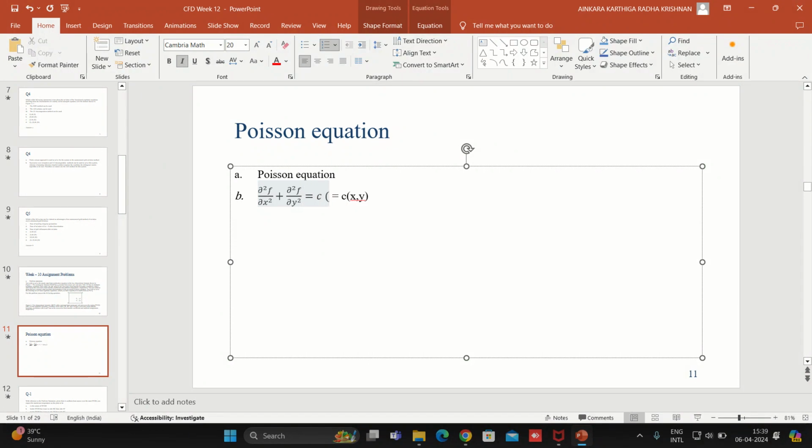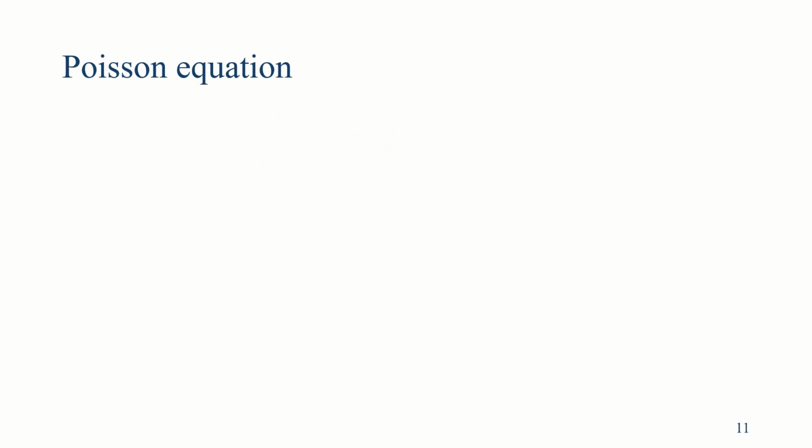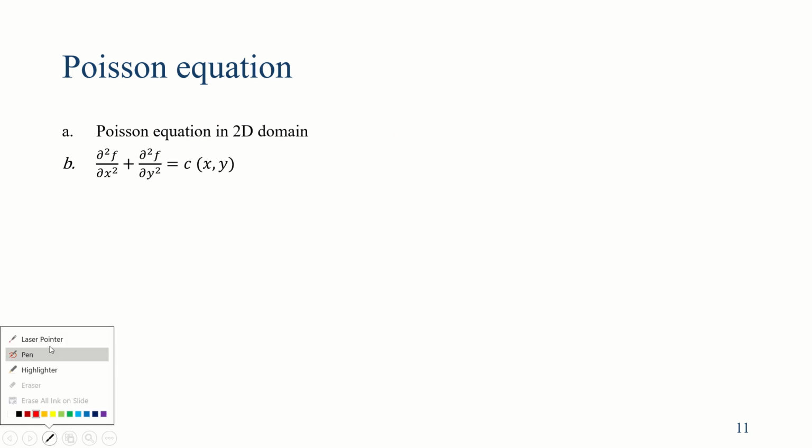Poisson equation is nothing but ∂²f/∂x² + ∂²f/∂y² = c(x, y). I should also mention that this is in two dimensions. If it were a three-dimensional domain, we would have an additional z component, so it would become ∂²f/∂z² as well, equal to c as a function of x, y, z. That is the source term.